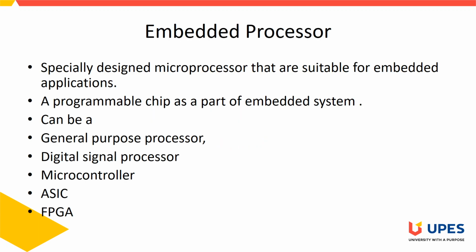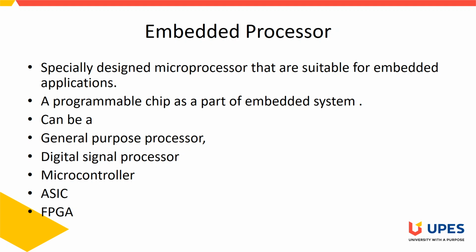So let's see what an embedded processor is. Specifically designed microprocessors that are suitable for embedded applications. That means these are the microprocessors that are part of an embedded system. That means in an embedded system, you can have a microprocessor for controlling and monitoring applications. So those microprocessors that are designed for embedded systems or can be used for embedded systems are known as embedded processors.